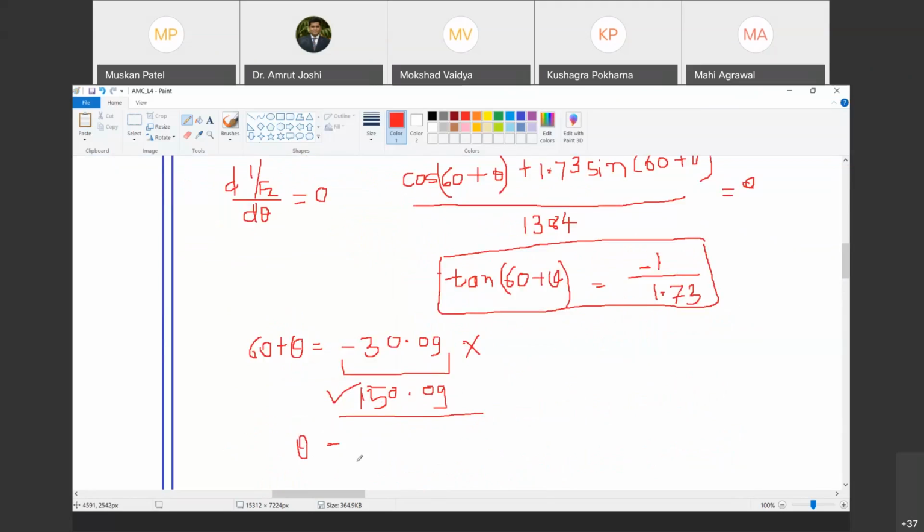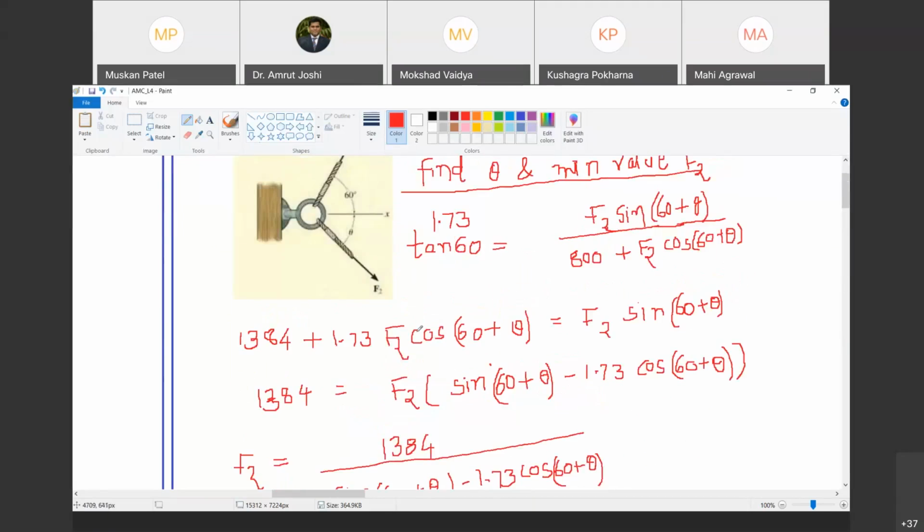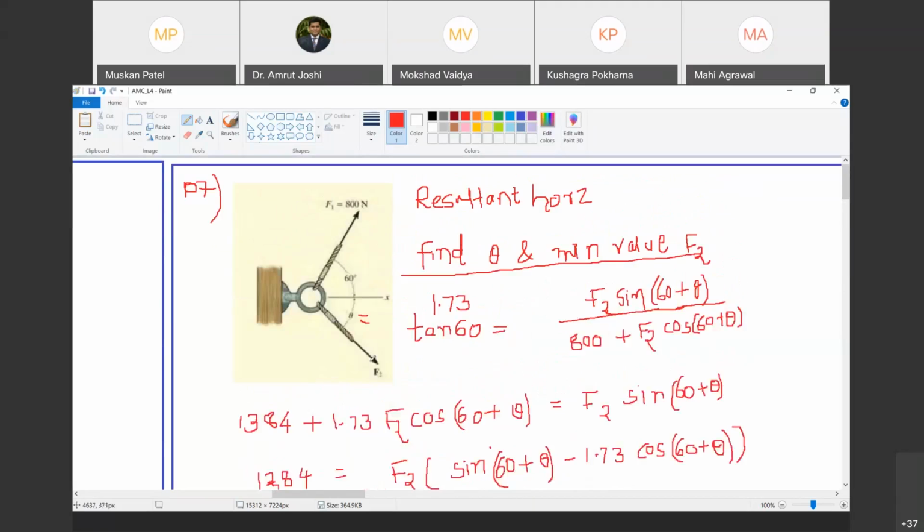So 90.09. Are you with me? Yes, sir. So we have to say that this theta, for which f2 is minimum, is 90.09. Are you with me? Yes, sir.